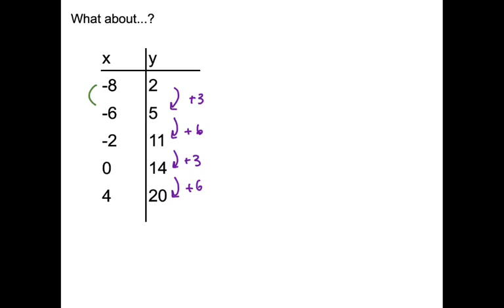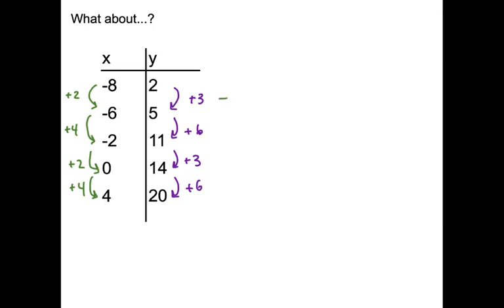But if we take a look at what's happening to the x values, we'll actually see something special occur. So from -8 to -6, we're adding 2. And then from -6 to -2, we're adding 4. And then from 0 to 4, we're adding 4 again. So we see this change in x alternate, just like the change in y also alternates.